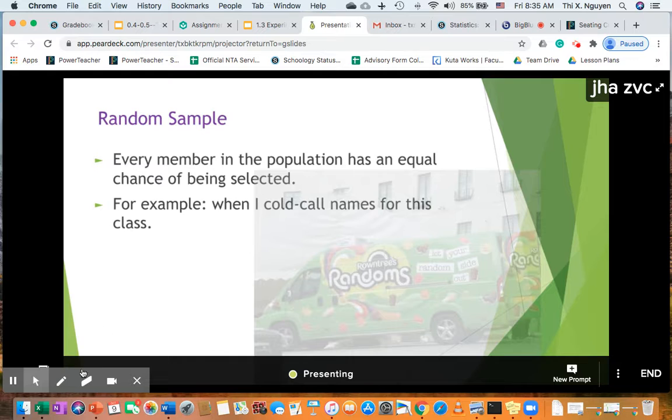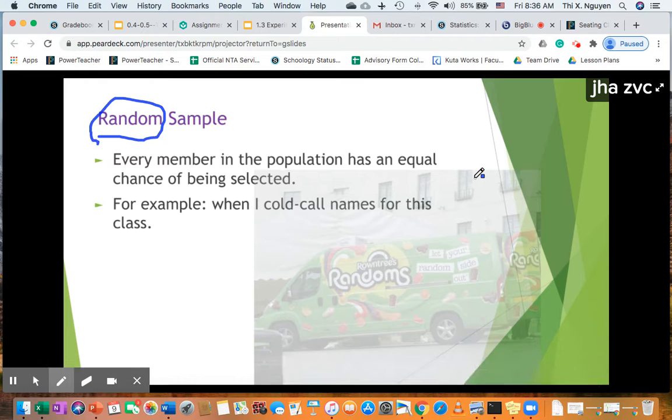So for the first one, one way that we collect the sample is called random. The name itself is kind of self-explained. It's random. That means every member in the population has an equal chance of being selected. So for example, for this class, I can call on any one of you. I can say, Jocelyn, Sean, give me the answer to this question. Or I may say, Justin, do this one. When I call names like that, anyone has an equal chance of being called upon.